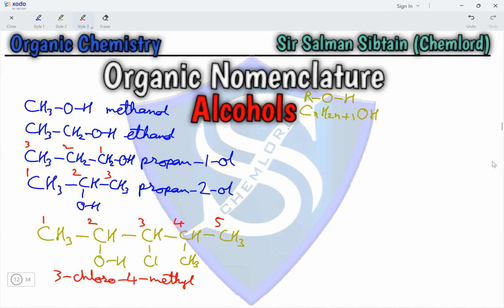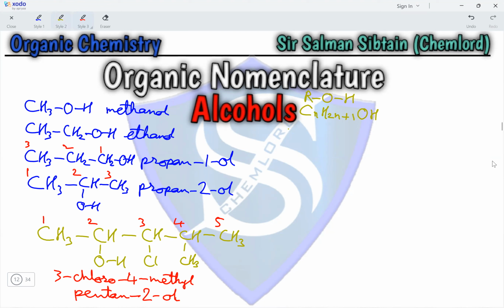The parent compound contains 5 carbon atoms, so pentane. We do not use the last letter E. Instead, we write the number of the position of the OH group, pentan-2-ol. So this is how we name alcohols along with the substituent groups.